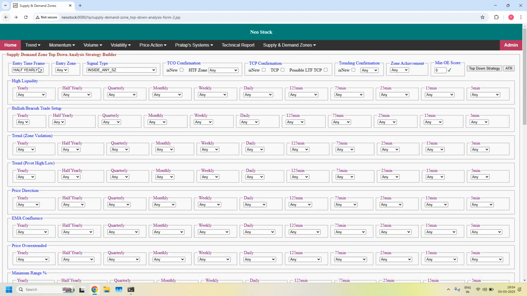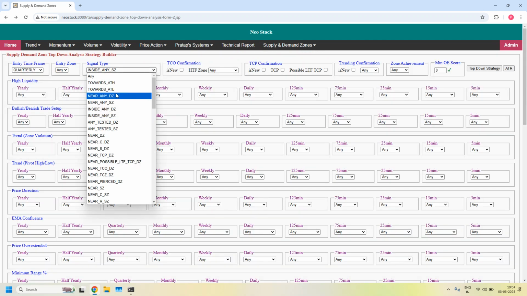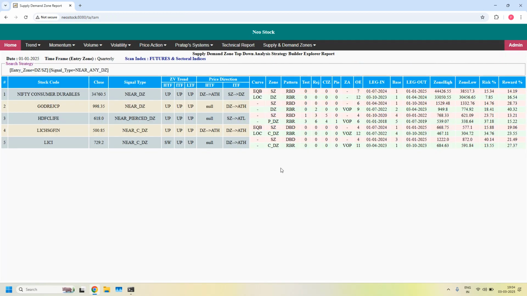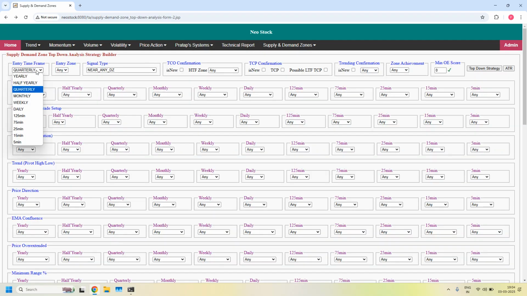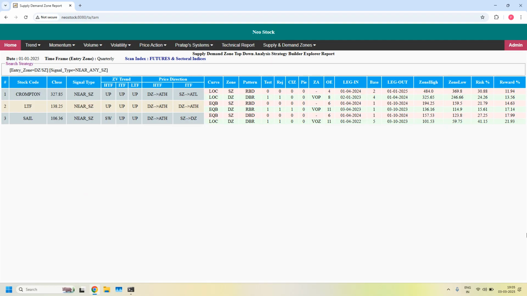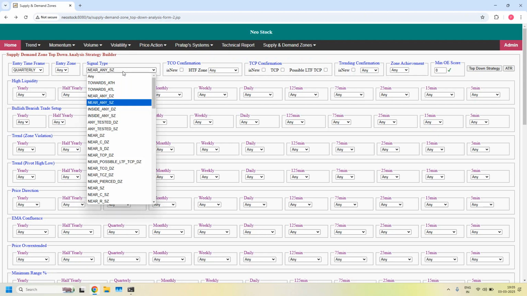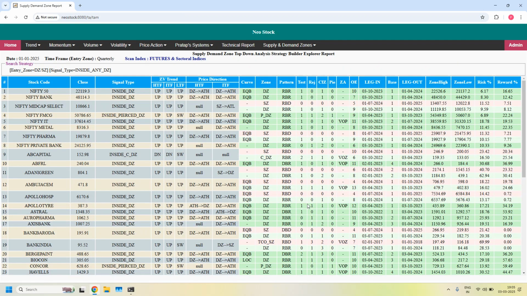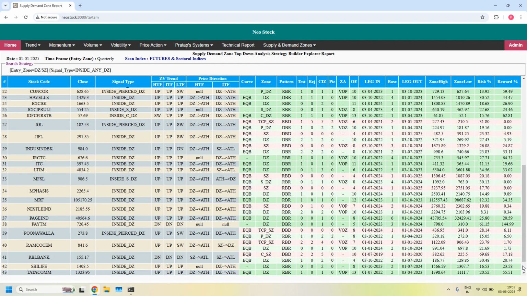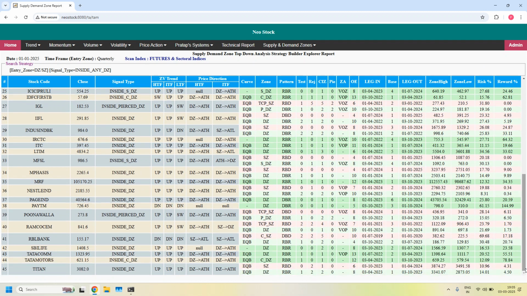Okay, next time frame is quarterly, stocks near quarterly demand zone. We got 5 stocks. Next, quarterly time frame, stocks near quarterly supply zone. We got 3 stocks. Next, quarterly time frame, price closed inside quarterly demand zone. First 23 stocks in the list. I am scrolling the list down. So total 45 stocks are filtered.